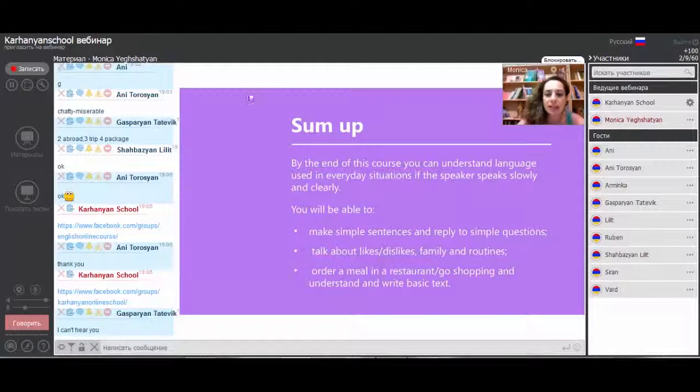By the end of this course, you can understand language used in everyday situations, if the speaker speaks slowly and clearly, even if the speaker is a native one. You will be able to make simple sentences, reply to simple questions, talk about likes, dislikes, family, routines, order a meal in a restaurant, go shopping, understand and write basic texts, and watch TV programs and films and understand.